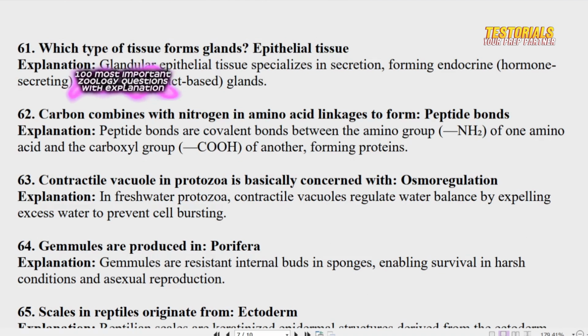61. Which type of tissue forms glands? Epithelial tissue. Explanation: glandular epithelial tissue specializes in secretion, forming endocrine hormone-secreting and exocrine duct-based glands.